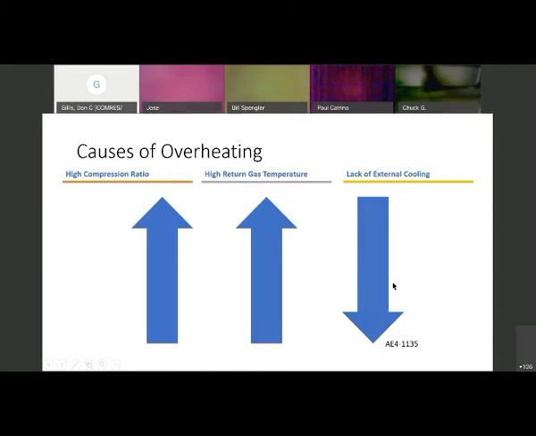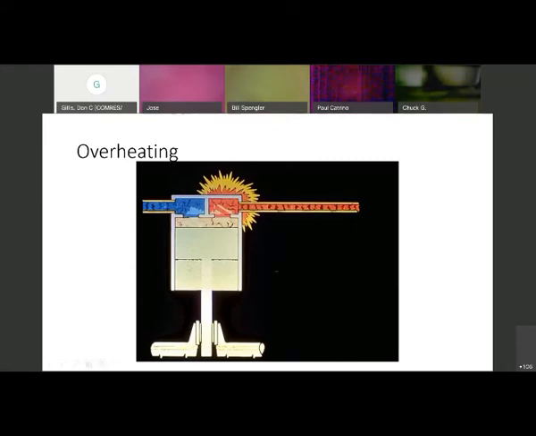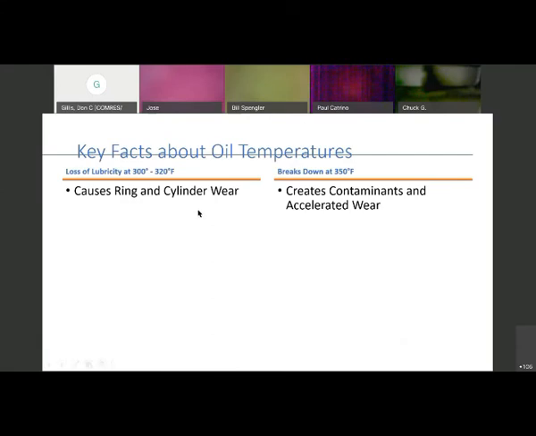And a lack of external cooling, and I have an AE bulletin down here. We're talking about our air-cooled and some refrigerant-cooled that have a fan on top of them that blow 1,000 CFMs to them. Overheating. This is just showing the hottest point of that compressor at the discharge point internally, okay, and that'll be key here in a little bit. Key facts about oil temperatures: at or around 300 to 320 degrees, it causes ring and cylinder wear. We also start to cook that oil, okay, and that's important to understand. It breaks down at 350. In fact, it starts to carbon, okay, and creates contaminants and accelerated wear, okay.